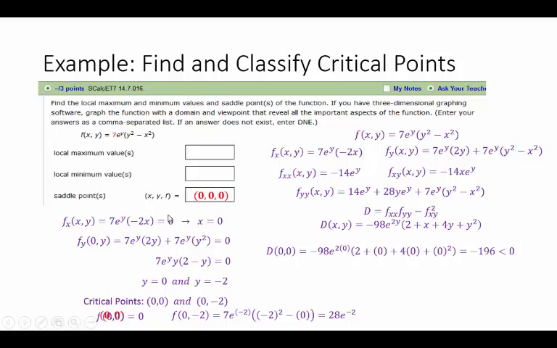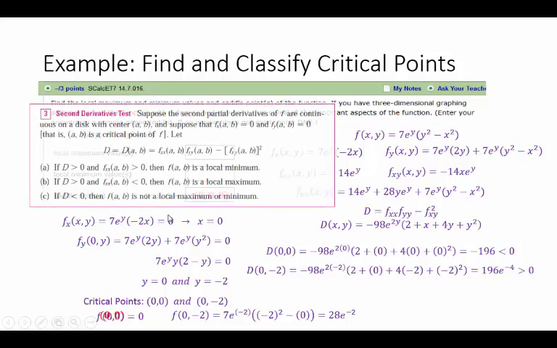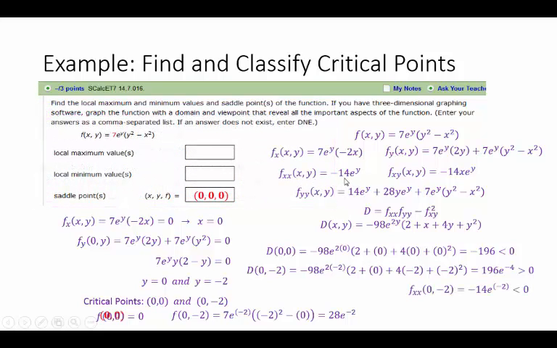Now we need to put 0, negative 2 into the discriminant, and we see that that's going to give us a positive value. When the discriminant is positive, we have one of two choices. We look at fxx: if that's bigger than 0, we get a local min; if that's less than 0, we get a local max. So let's put 0, negative 2 into our fxx term, negative 14 e to the y. We put negative 2 in there. e to anything is positive, and then we have a negative 14. So this is less than 0, and if it's less than 0, we see that it's a maximum.